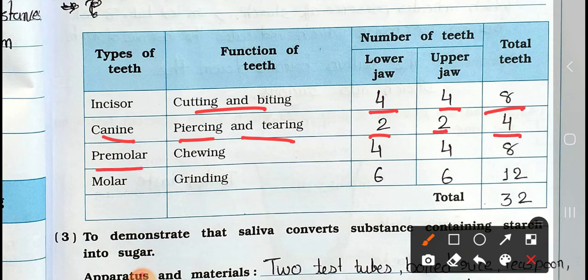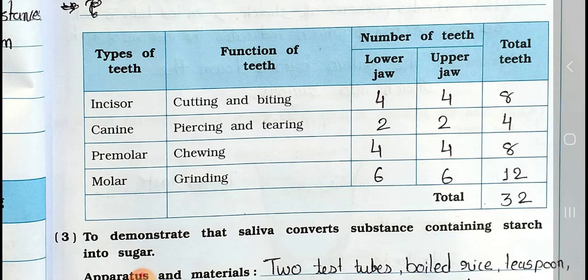Types of teeth: premolar. Function of teeth: chewing. Lower jaw 4 and upper jaw 4 and total teeth 8. Types of teeth: molar. Function: grinding. Lower jaw 6 teeth, upper jaw 6 teeth and total 12, and total 32 teeth are there.